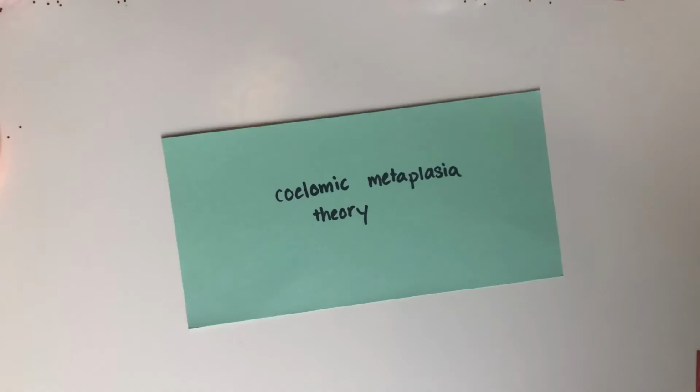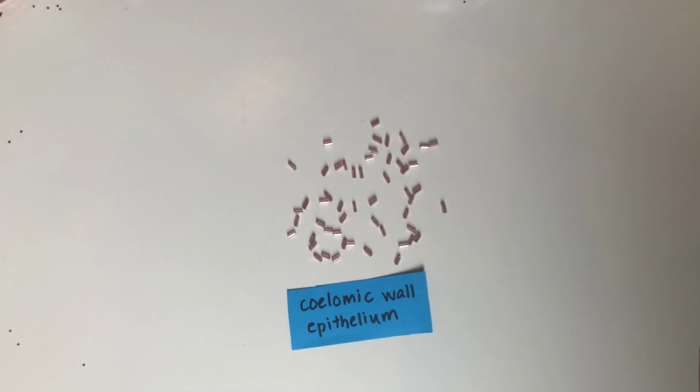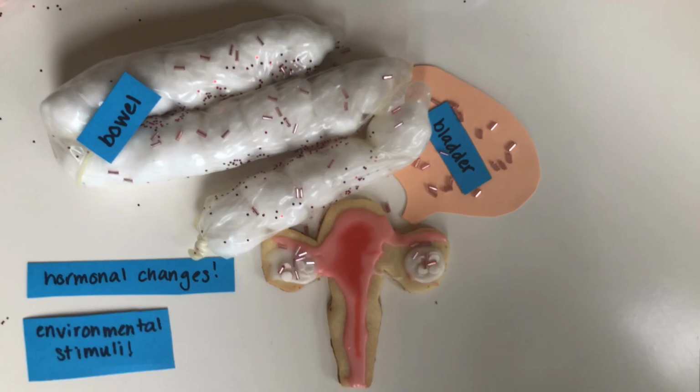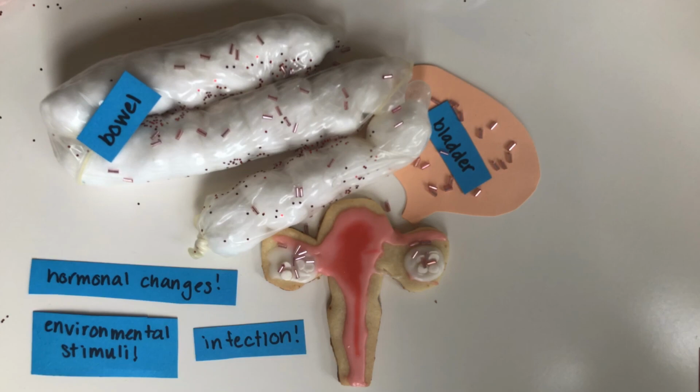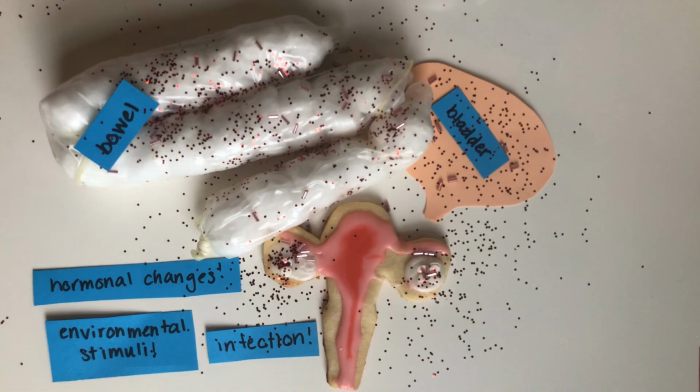The second theory is called coelomic metaplasia theory. Many cells in the reproductive organs in the pelvic area originate as the same type of cell, called coelomic wall epithelium. The coelomic metaplasia theory posits that hormonal changes, environmental stimuli, and infection cause cells outside the uterus, say on the ovaries, bowel, bladder, or lungs, to transform into endometriotic cells through a process called metaplasia.